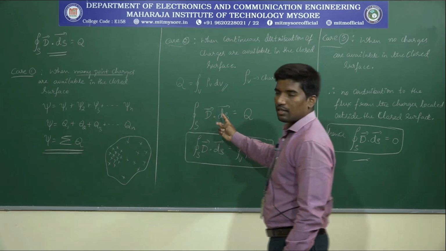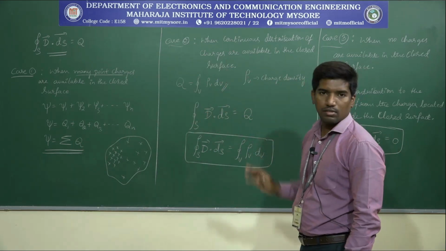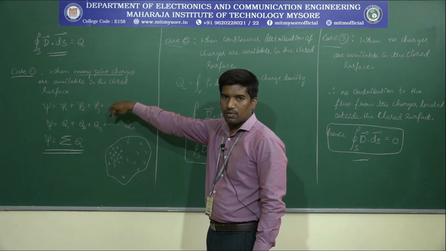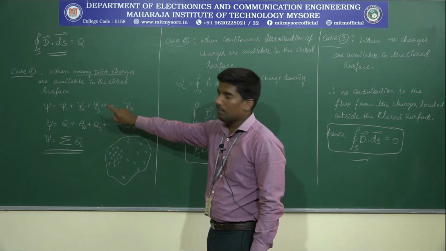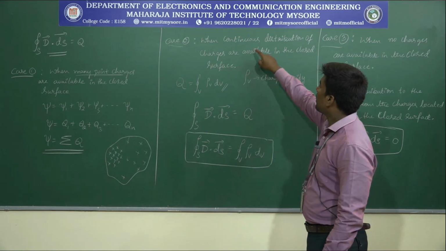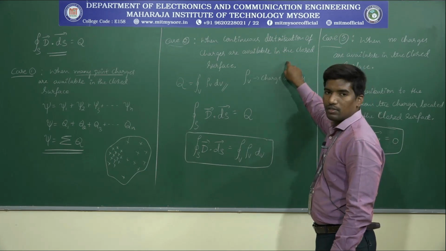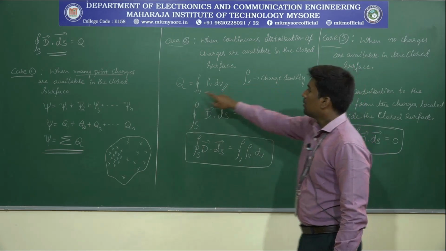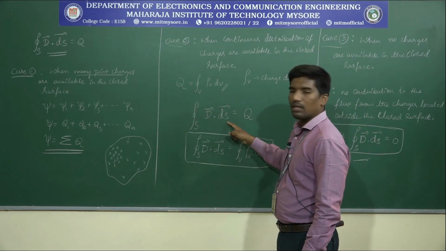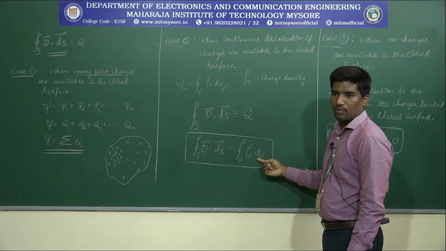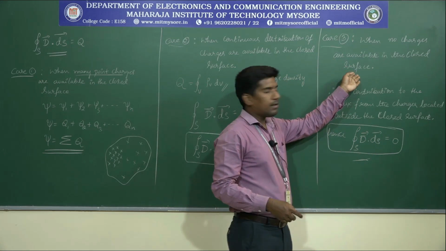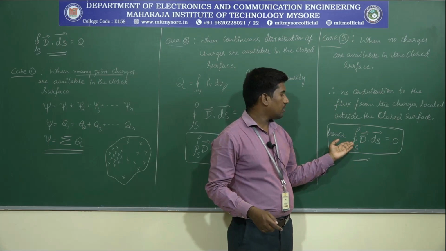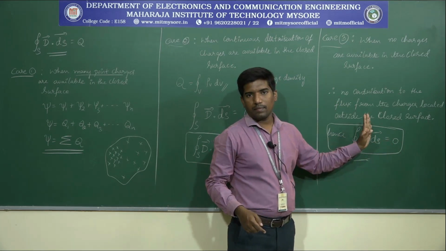These are the three special cases for Gauss law. You need to remember: the first case is when many point charges are available within the closed surface area, for which you apply the superposition theorem. For the second case, when continuous distribution of charges is available within the closed surface area, you need to consider charge density to define Q, so Gauss law can be rewritten in this form. The third case is when charges are present outside the closed surface, then the contribution is absolutely 0, and Gauss law is equivalent to 0. Okay? Thank you.